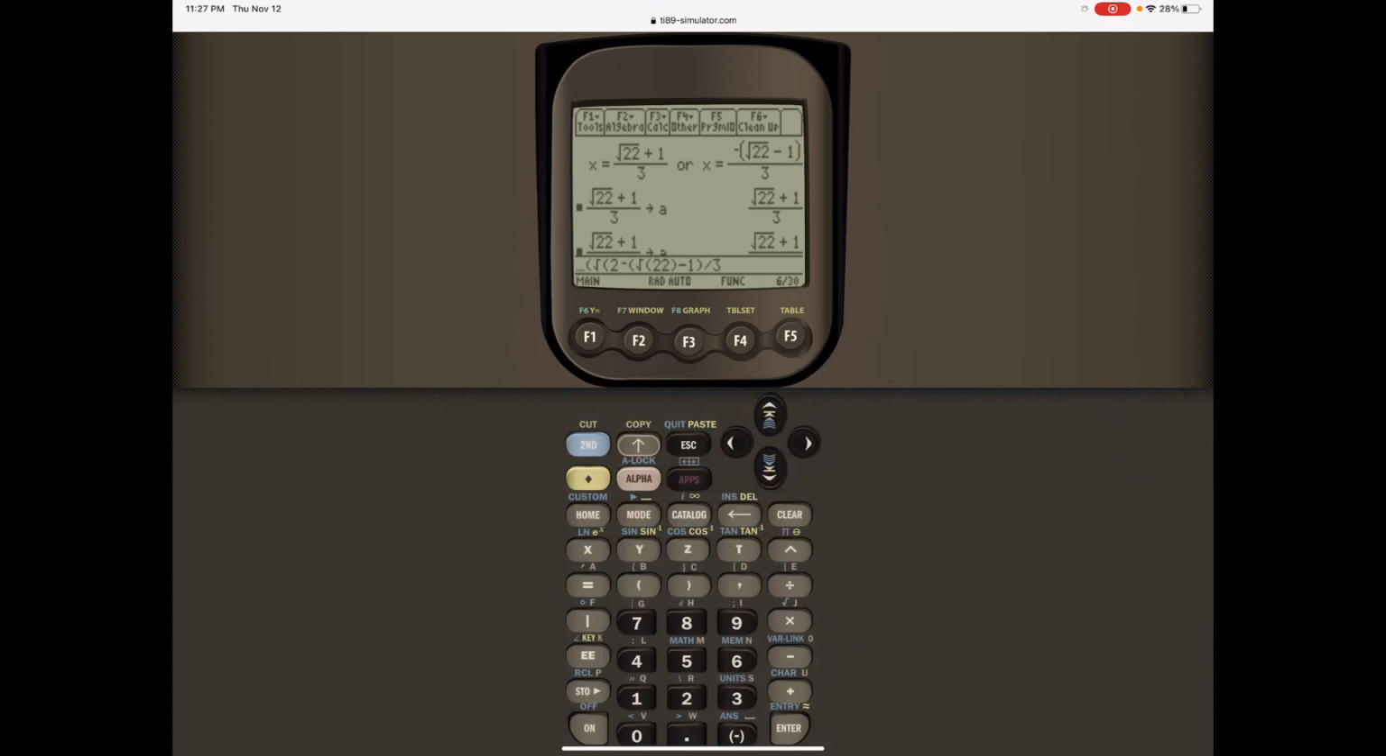I don't know why that's highlighting like that. There we go. Everything goes so that it's only the solution. It's not set equal to anything. It's only the solution. Let's store that. So using the store button, alpha, letter B, enter. So right now in the calculator, in the letter A, I've stored the square root of 22 plus 1 over 3, and in the letter B, I've stored the negative square root of 22 plus 1 over 3.